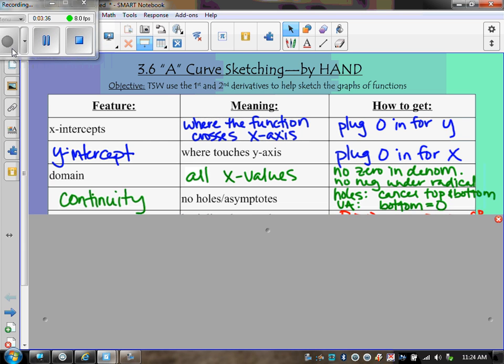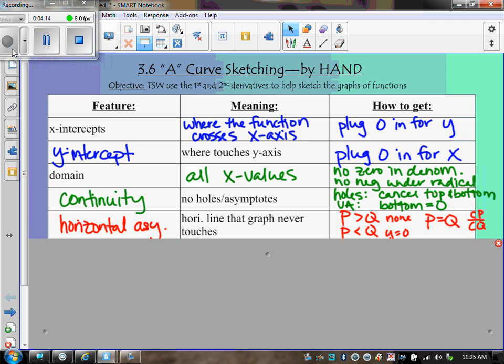All right. If there are any holes or if there are any asymptotes, that's going to cause a problem in your continuity. Is your function continuous? Do you have holes? Do you have asymptotes? Do you have gaps? We just talked about vertical asymptotes. Vertical asymptotes happen when the bottom equals 0. Holes happen when something on top cancels with something on bottom. So if you factor your numerator and your denominator and something on top cancels with something on bottom, then you've just found a hole in your graph, which causes discontinuity.